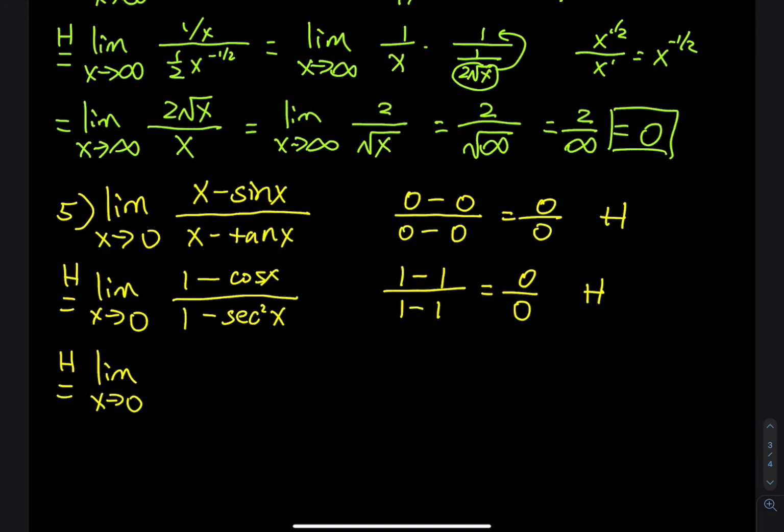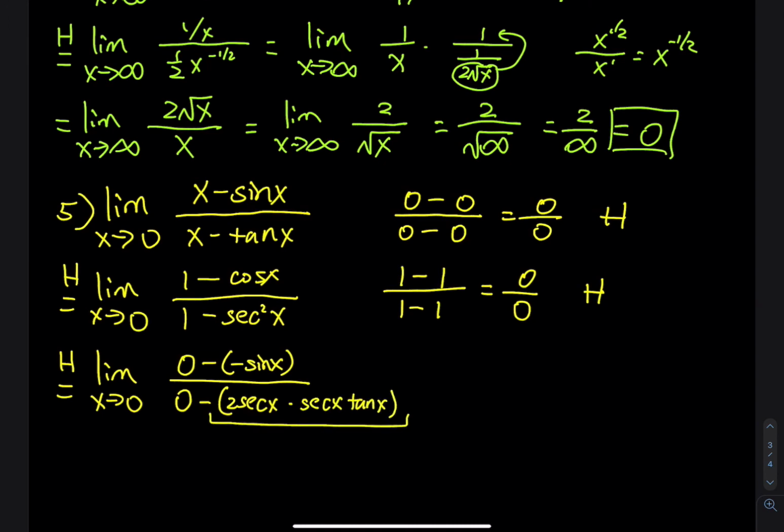Derivative of 1, derivative of cosine is negative sine, right? So you have minus a negative sine. And then derivative of 1 is 0. The derivative of secant square, what do you do? You bring the square down, so 2 secant x. And then using chain rule, the derivative of secant is secant x tangent x. I know if you don't catch that, this is a chain rule.